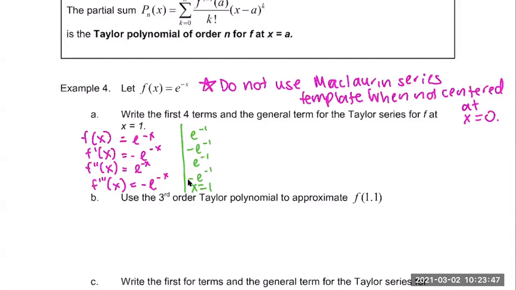All right, you guys. So all I did was come up with the derivatives and plug 1 into all of those. A couple of notes. Why did I stop at the 3rd derivative? Can you guys type into the chat? Why did I stop at the 3rd derivative?